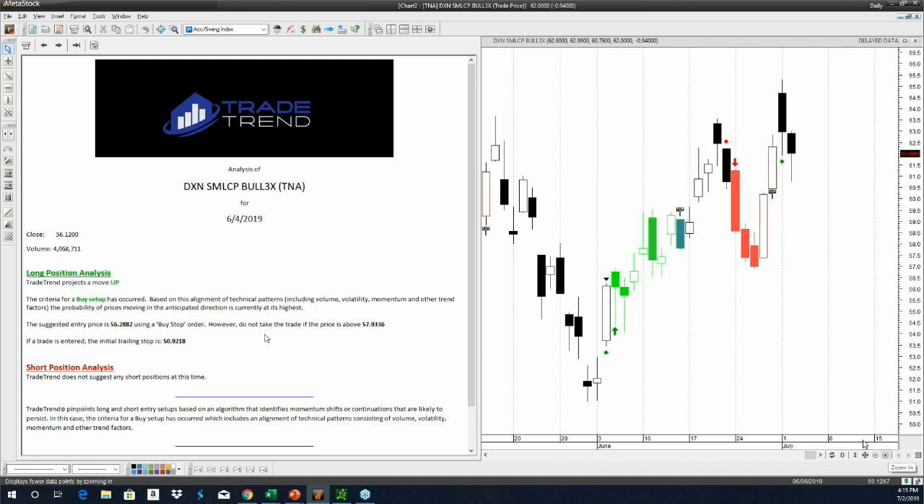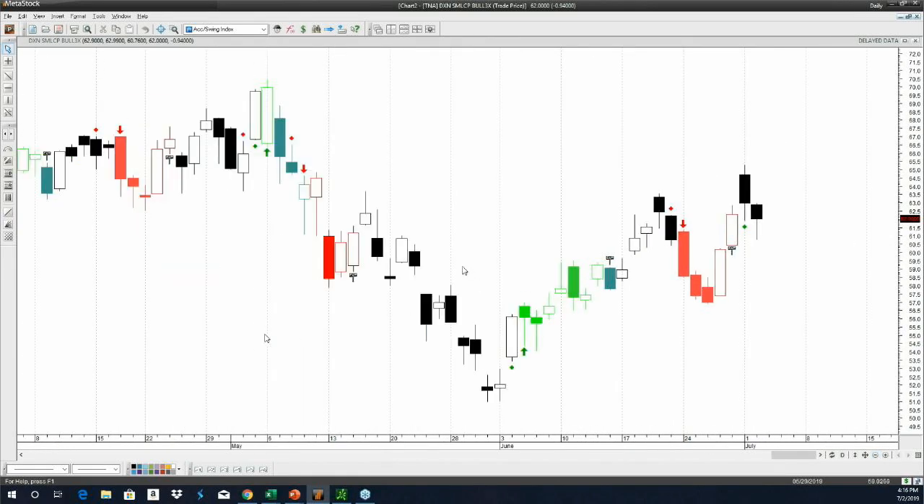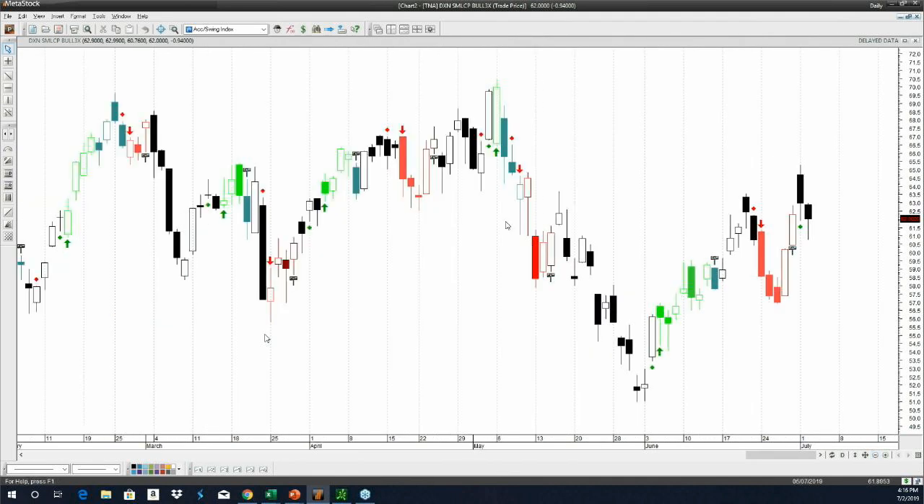Okay, so before I do that, let me get out of this and just show you some of the other signals on the chart. And I want you to see that not every signal is going to work out, but the ones that work out really nicely make up for some of the smaller losers that we see on the chart. And the nice thing is when a trade doesn't work out, TradeTrend does a very nice job at getting us out before the market reverses on us.